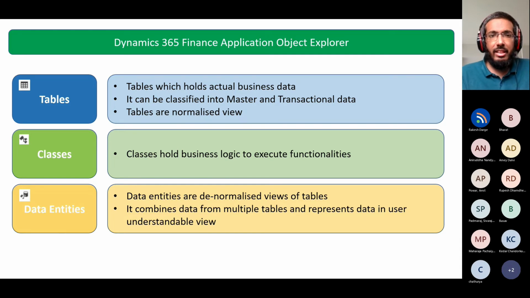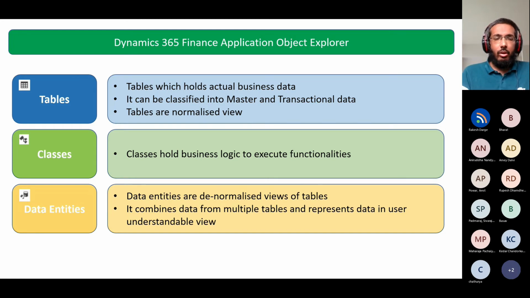What are tables? Tables are nothing but a container which holds the actual business data. The tables can be classified into two categories, master level data or transactional level data. And the tables are more or less a normalized view. So if you directly go and view a table behind the scenes, you will see that the tables are at a granular level, wherein you will not be able to understand much information by just looking at or browsing a table.